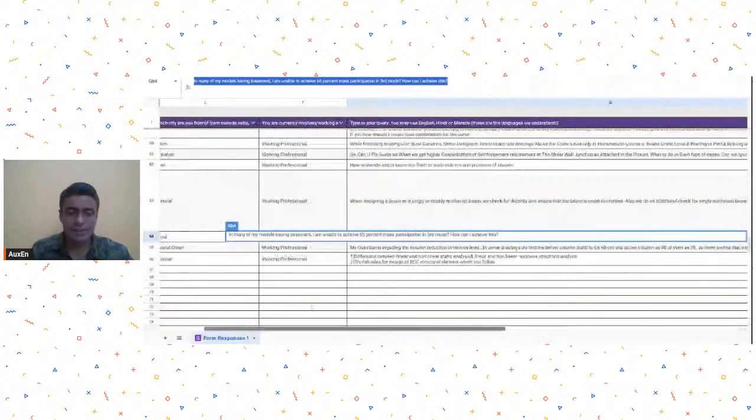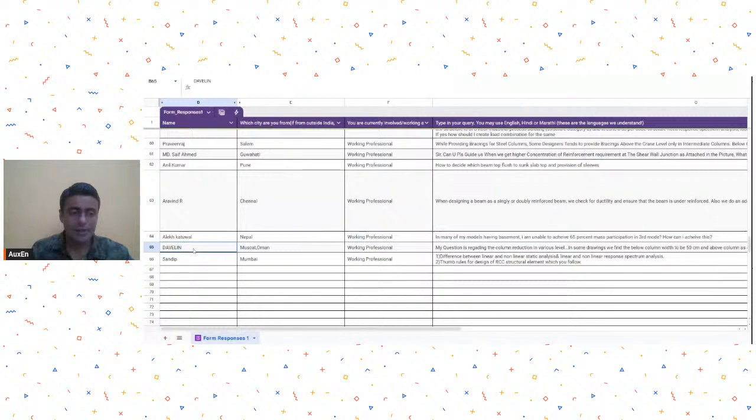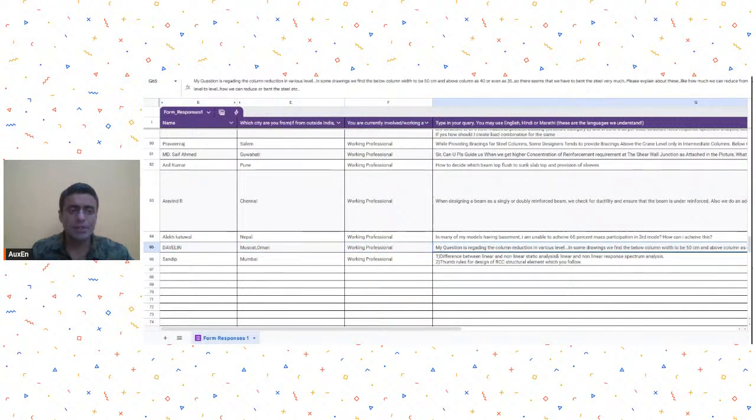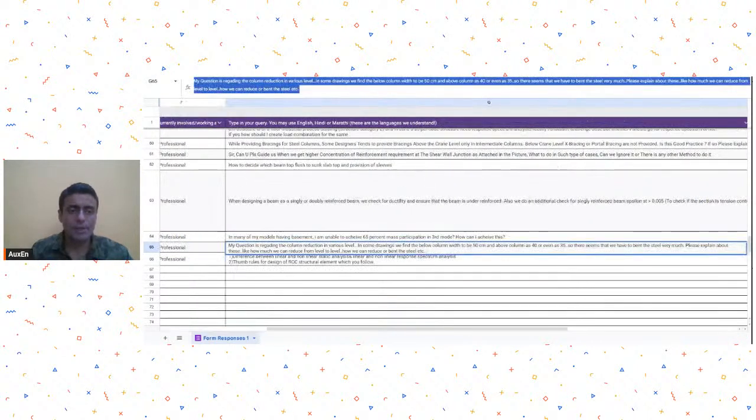So the next doubt is by Mr. Devlin. Devlin is from Muscat, Oman. He is a working professional. His question is regarding the column reduction at various levels. Let me just paste it.